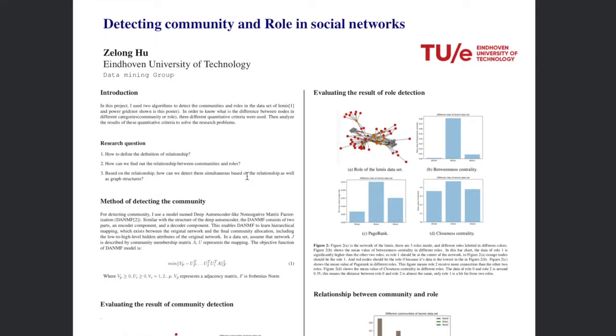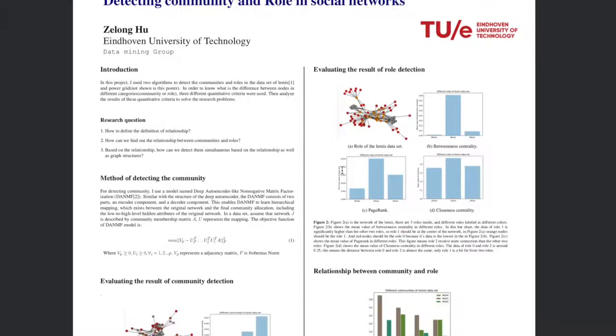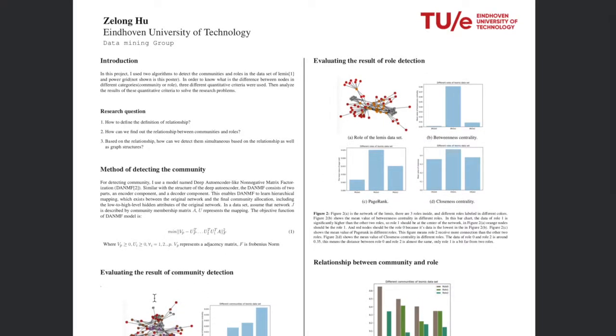Hi, this is a poster of my project. Its name is Detecting Community and Roles in Social Networks. The goal of this project is to detect the community and roles simultaneously in a social network. The motivation of this project is that we can use this way to find out important persons and roles in a specific community in Facebook.